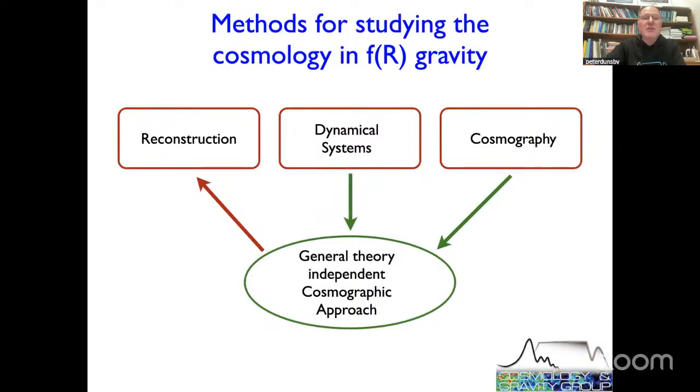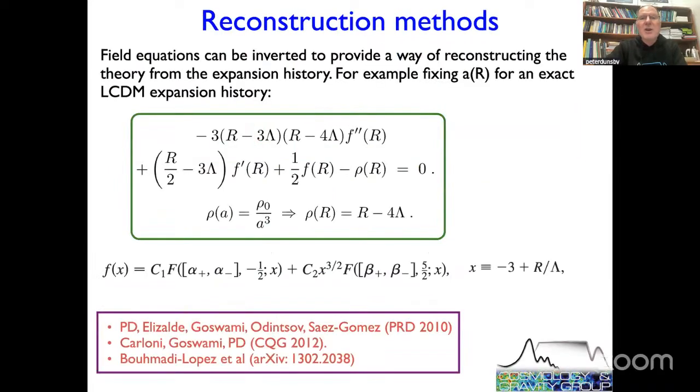One approach is to try and use reconstruction. Another one is to use dynamical systems. And a third approach is to use cosmography. So I'm going to be focusing largely on the second two, and then showing you how you can combine them to produce a general theory-independent cosmographic approach to these theories. So just very briefly, the reconstruction method has been very, very popular in the literature over many years.